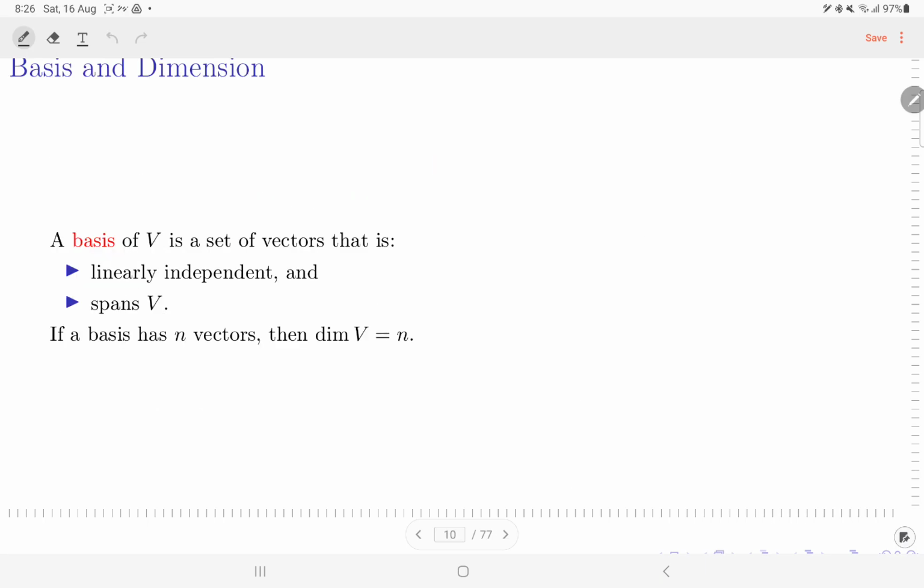Now basis and dimension. Once you know linear independence and span of a vector space V, then you can also know the basis and dimension. So a basis has to satisfy these two properties: all the vectors are linearly independent in the vector space V, and they span the complete vector space. And for dimension, the number of linearly independent basis vectors is the dimension of that vector space.